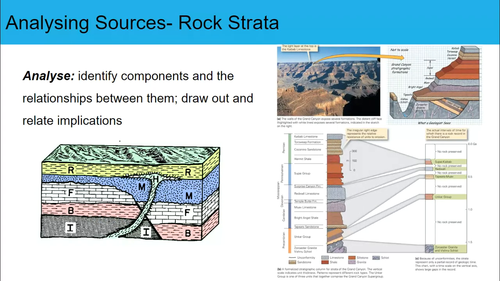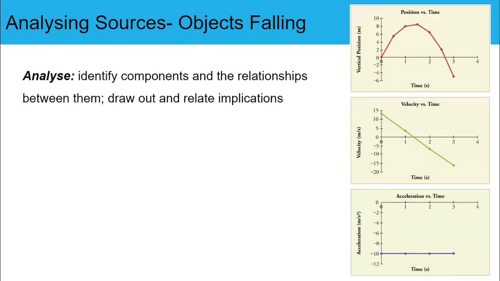The second example is rock strata. So looking at these two different sources and looking at the different observations you can make using each of those and how they relate to each other. The third example is objects falling due to gravity. So we can look at these 3 graphs here on the right hand side and look at the information that we can extract from there. And also to add to your repertoire, pause the video now to watch the NASA video inside a vacuum chamber.